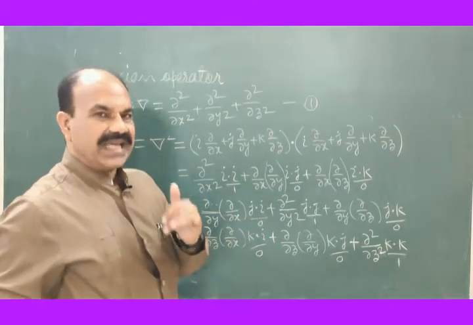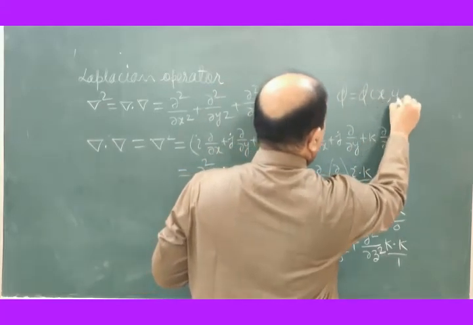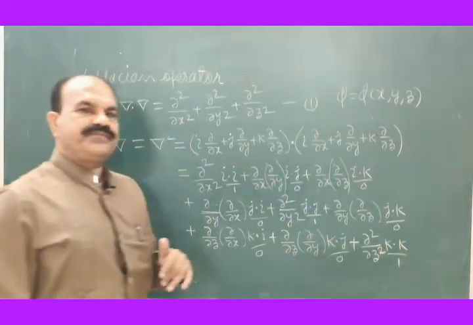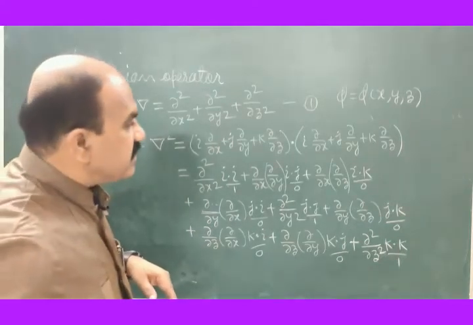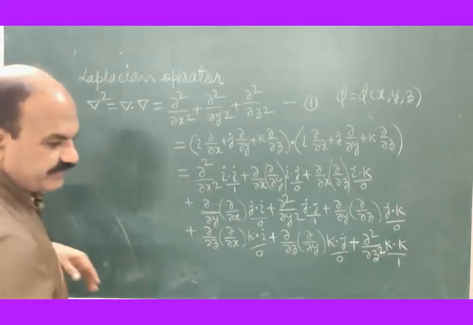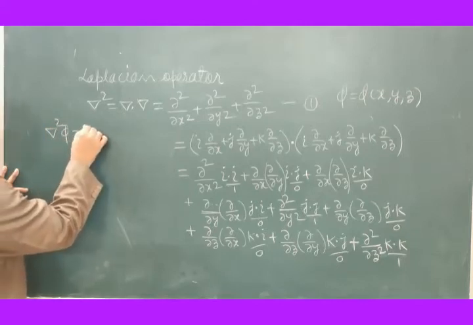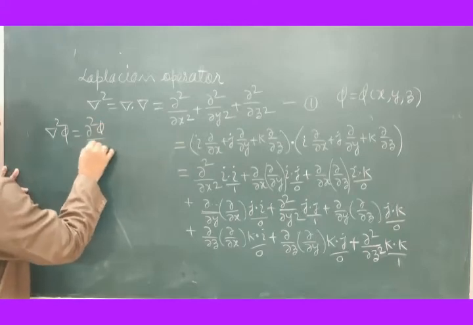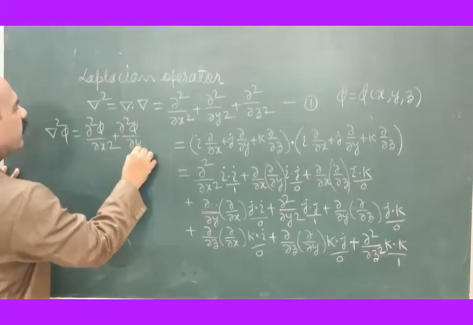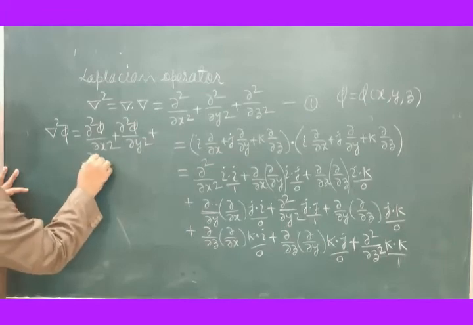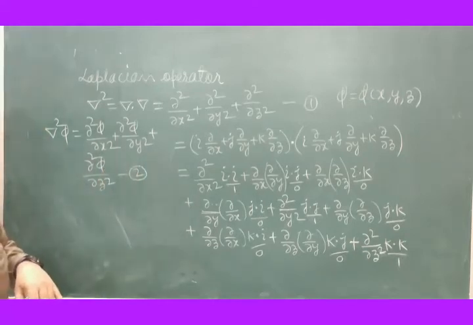Let us consider a scalar function phi is equal to phi of x, y, z. Then del square phi will be equal to dou 2 phi by dou x square plus dou 2 phi by dou y square plus dou 2 phi by dou z square. Equation number 2.